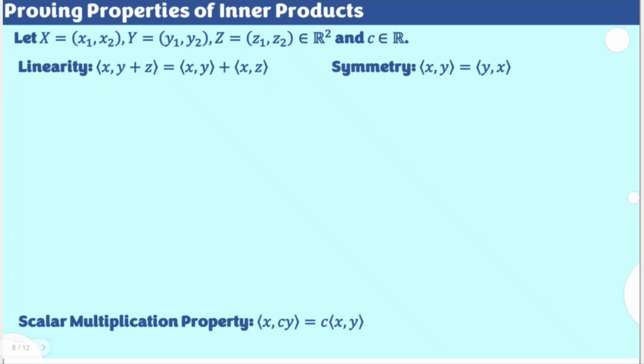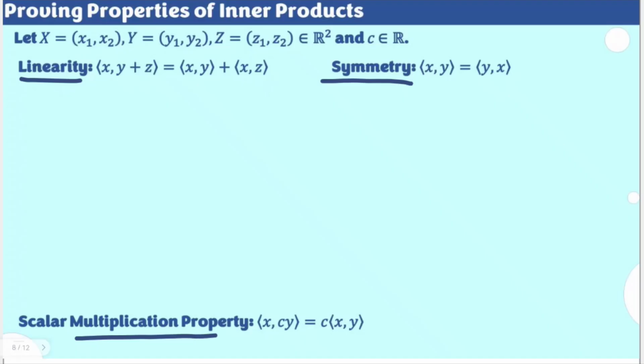This time we are going to prove some important properties of inner product spaces, or inner products in short. Here we're going to show the linearity, symmetry, and scalar multiplication property, with these components for your x.